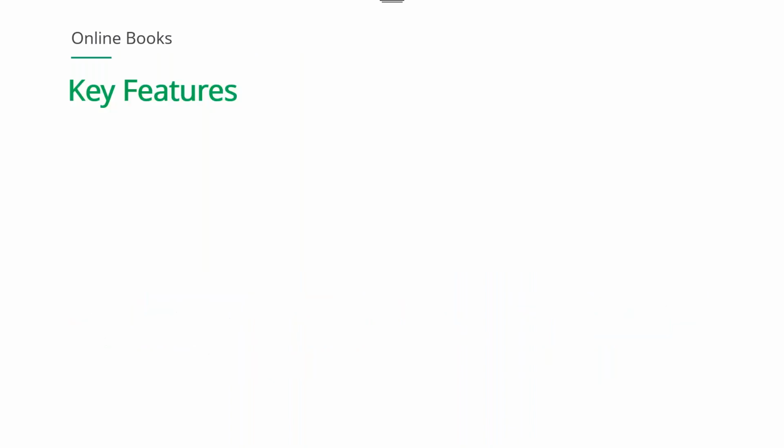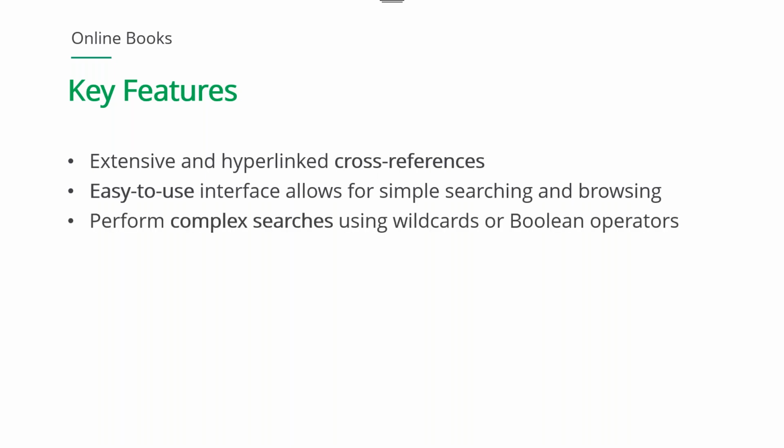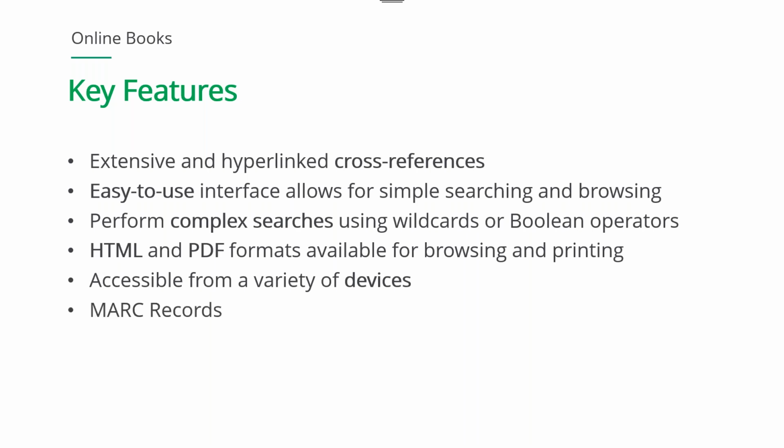Some of the key features of our online books are extensive cross-references. It's a very easy to use interface, as you'll see when I do the demo. You can also perform complex searches using Boolean operators or wildcards. We do have PDF formats available for browsing and printing. It's accessible from a variety of devices. I've personally used it from my iPad, and it's a very similar experience to being on your desktop. And lastly, we do have more.